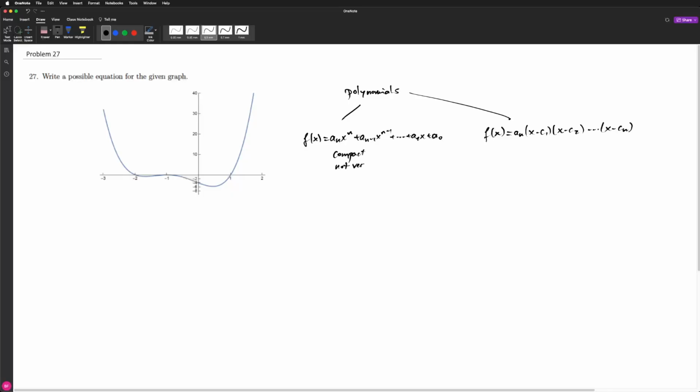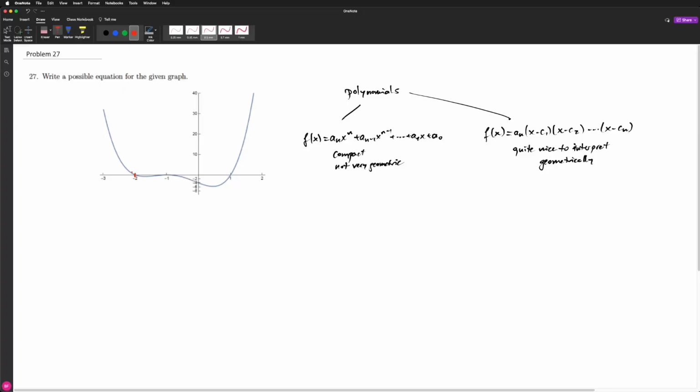not very geometric. This one is quite nice to interpret geometrically. And you can see the zeros, the x-intercepts of the graph. And that's what we're going to do. So we're going to look at the x-intercepts.